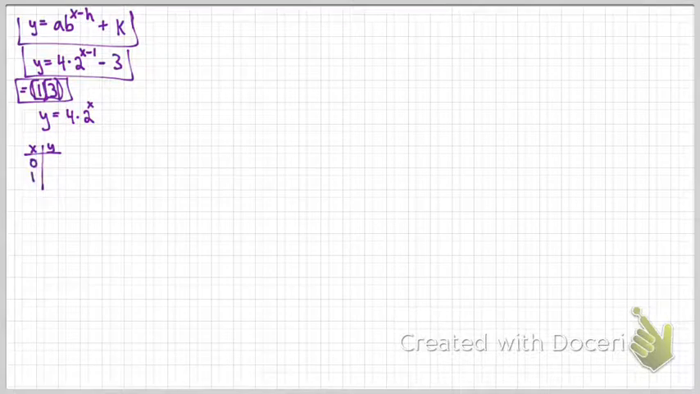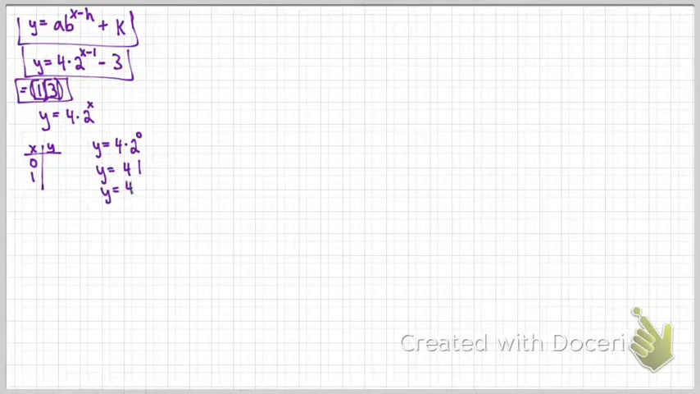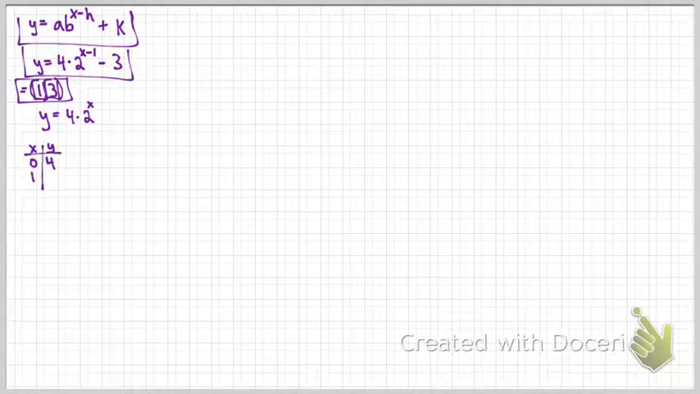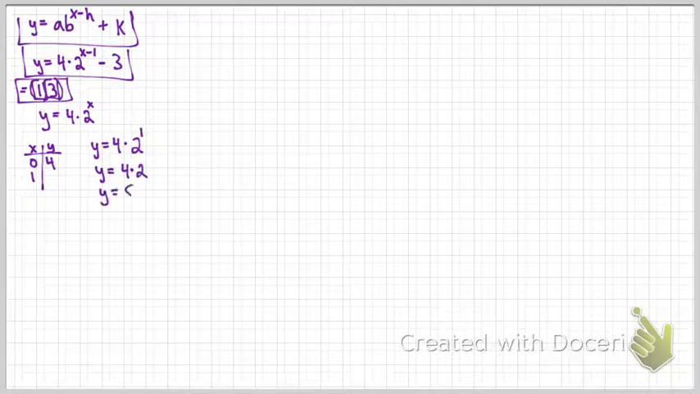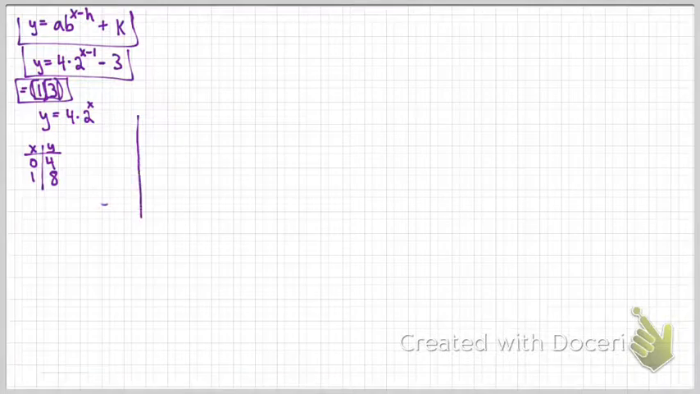Picking 0 and 1 for x because it's easy. If you plug in 0 for x, you get y is equal to 4 times 2 to the 0, or y is equal to 4 times 1, y equals 4. If you plug in 1, you get y is equal to 4 times 2 to the 1. Y is equal to 4 times 2. Y equals 8. Let's go ahead and plot this first, and then we'll do some shifting. So making your coordinate plane, you have 0, 4, and then 1, 8.